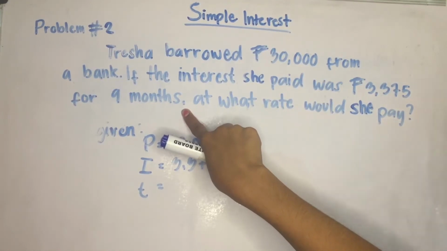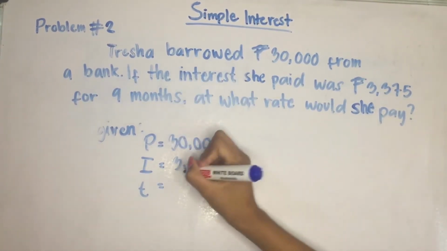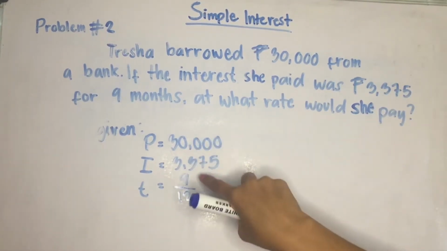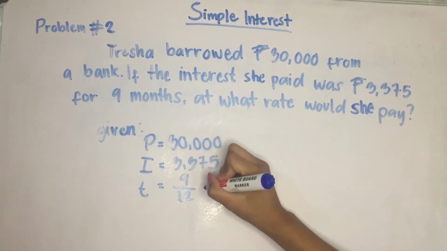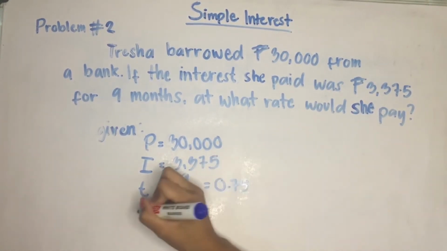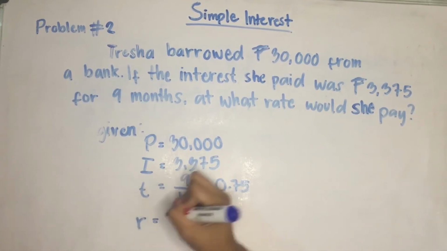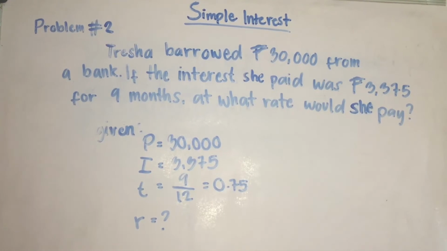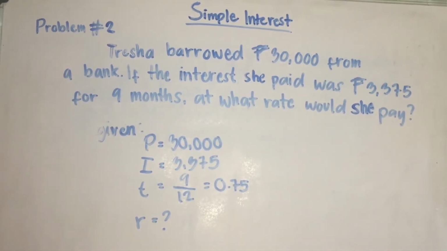But we need to convert it into years. So, 9 months over 12. So, 9 divided by 12 is 0.75. The rate is what we are looking for. So, solution.